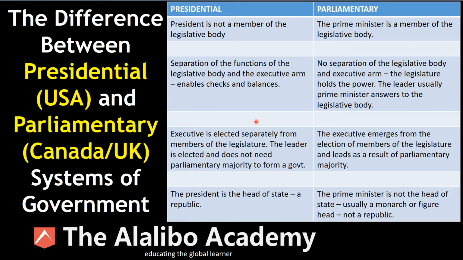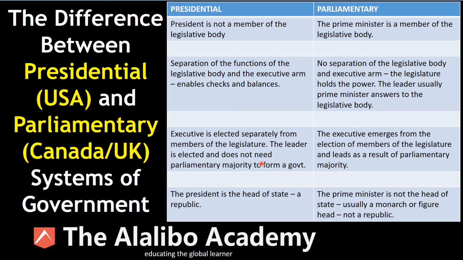So the president is elected separately from the members of the legislature, and that goes along with the first difference, which is the president is not a member of the legislative body. The leader is elected and does not need parliamentary majority to form the government. It's not necessary because the president is not elected as part of the parliamentary body or the legislative body. It's elected separately. So a parliamentary majority is not needed. In the United States, for example, sometimes the Democrats have the White House, but they don't have the Congress. They don't have the Senate. They don't have the House of Representatives, but they have the White House. Sometimes the other way around.